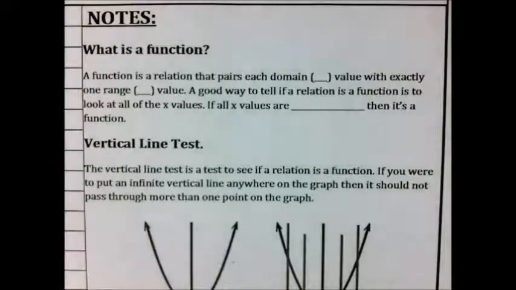A function is a relation that pairs each domain, and I want you to write this down in this little blank here. Domain means x, so that blank needs to be x value. So every x is the domain with exactly one range, which is your y value. So put that into the other blank. A good way to tell if a relation is a function is to look at all of the x values. If all the x values are different, then it's a function. So different for that last blank.